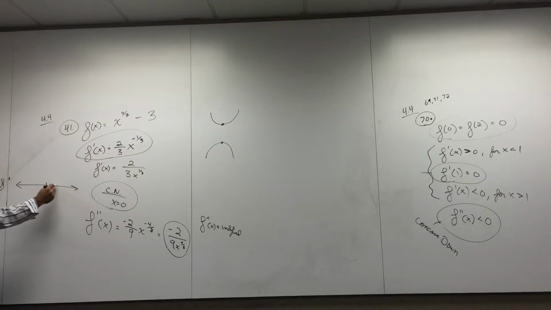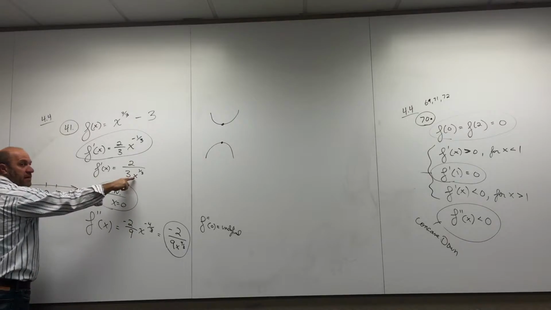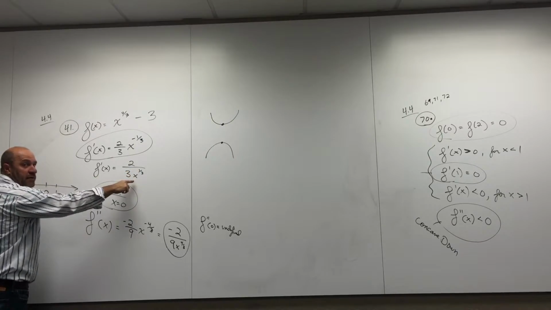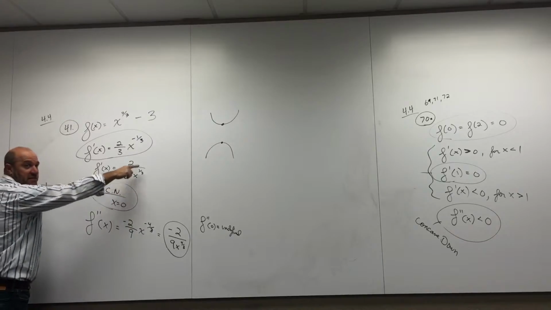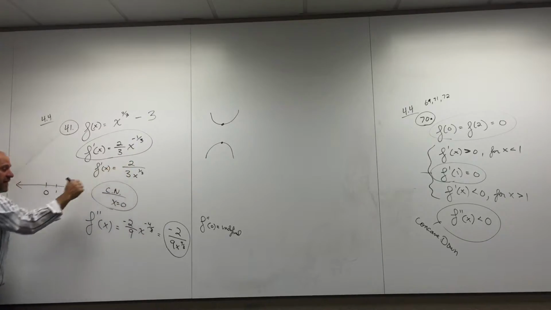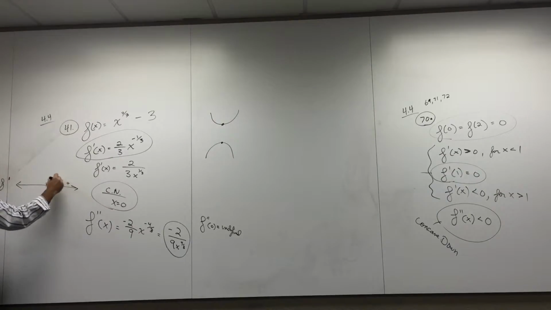Let's try a 1, you guys. If I try a 1, where do I plug it? In the first derivative, I plug in a 1. I take the cube root of 1. It's positive, everything's positive. The graph is increasing.